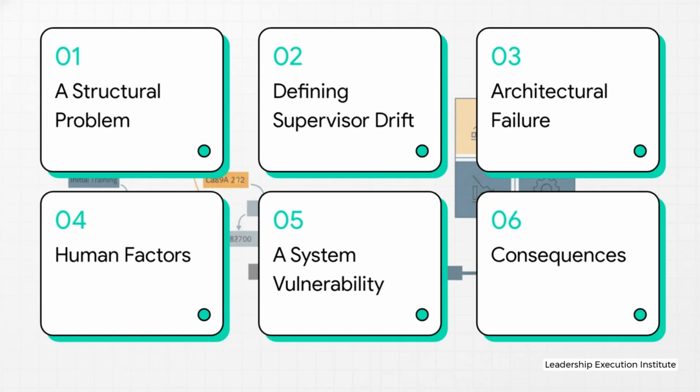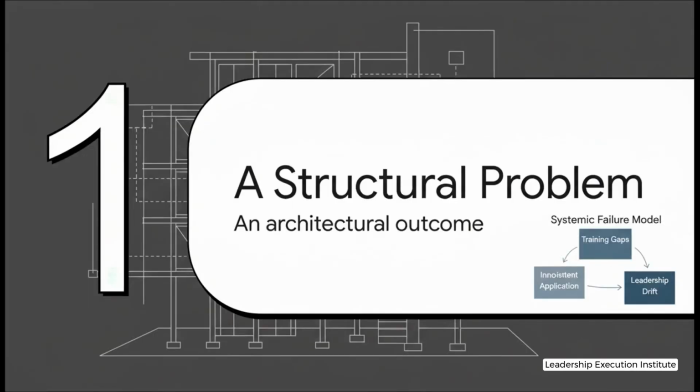We'll start by looking at the structural problem and defining what supervisor drift actually is. Then we'll get into the architectural failure of training, the human factors that drive drift, and why this is really a system-level vulnerability. And to wrap it all up, we'll cover the consequences this has for decision-making and risk. Okay, so first up, a structural leadership problem.